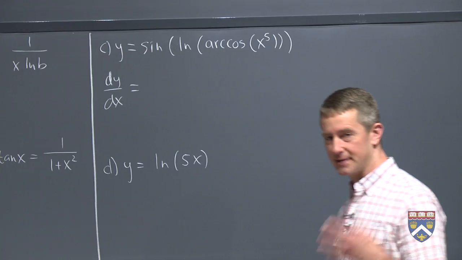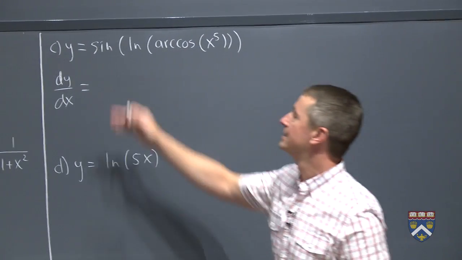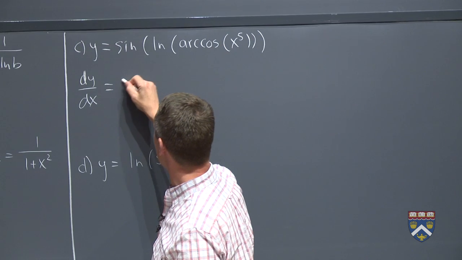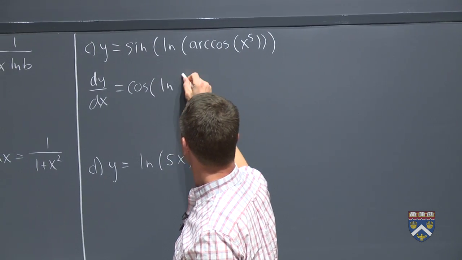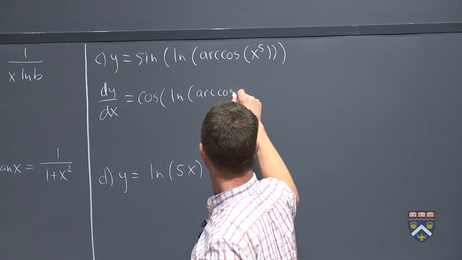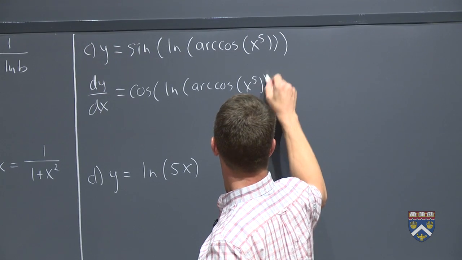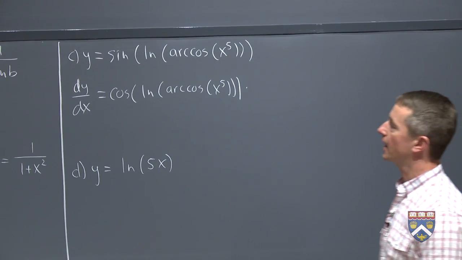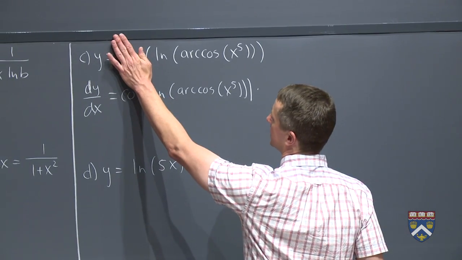And we've always been starting from the outside with chain rule. So we've got sine of a bunch of stuff. What's the derivative of sine of a bunch of stuff? It's cosine of the very same bunch of stuff. So we don't change the inside. Now we're done with the sine. Don't even let it distract you.